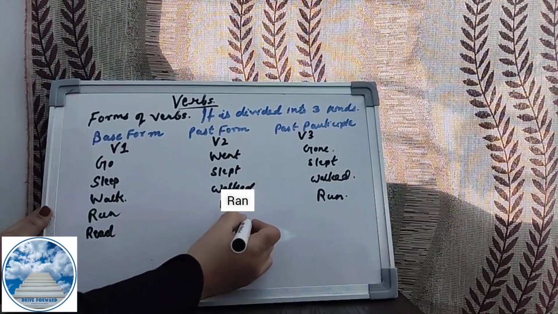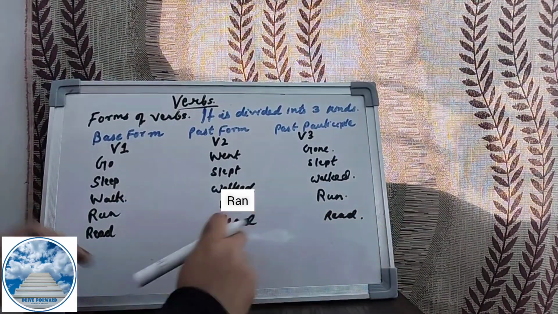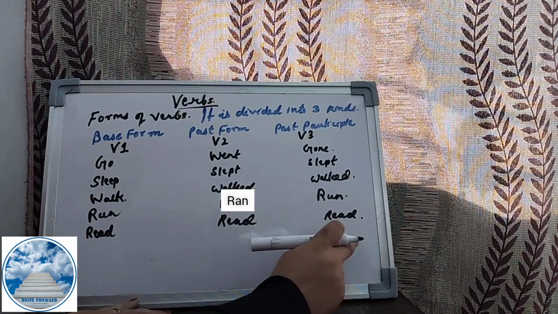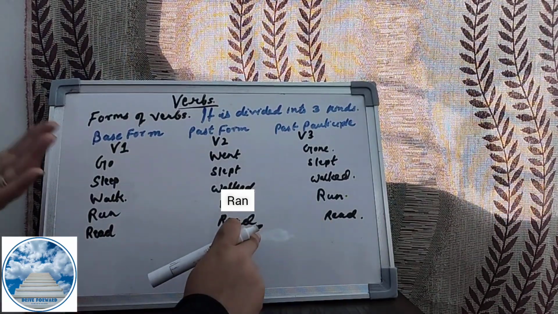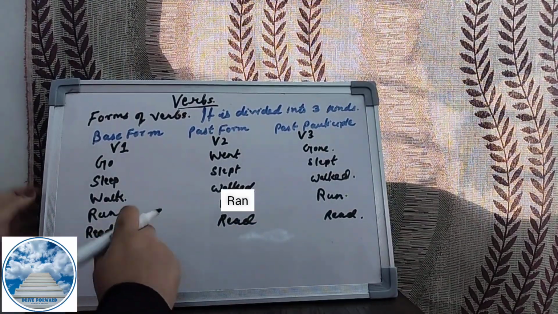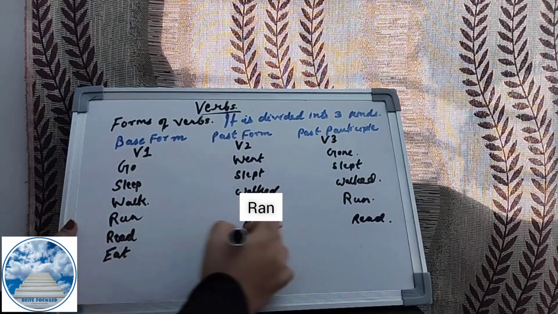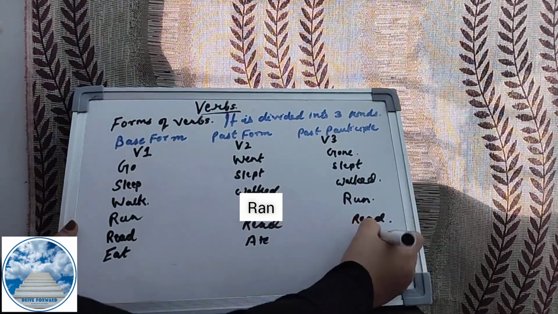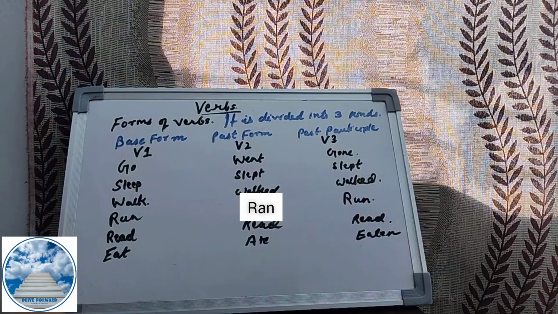Read, read. So here you will say read, read. Okay, I will read. You're not saying I will red. But when you have done it, I read this chapter. So that is read and this is read. Other one is eat, ate, eaten. Okay, eat, ate, eaten. What else?